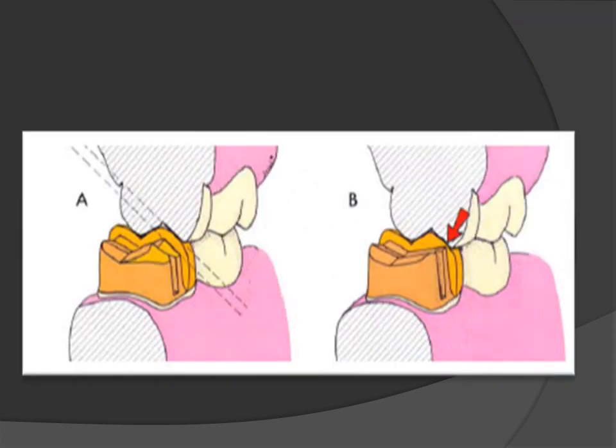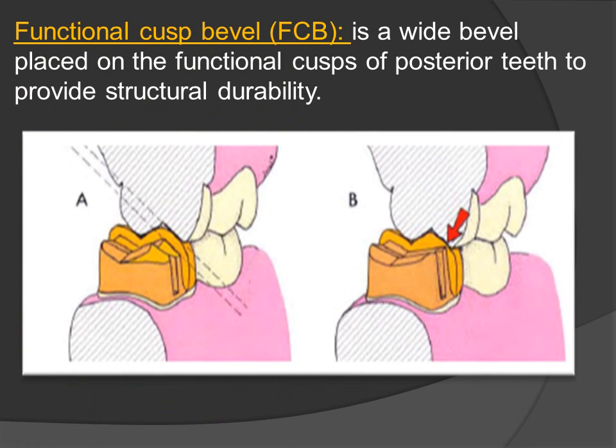As I mentioned before, the reduction on the functional cusp should be more than on the non-functional cusp. And this, we call it a functional cusp bevel. So a functional cusp bevel is a wide bevel placed on the functional cusp of the posterior teeth to provide structural durability. The functional cusp bevel allows adequate thickness of the restoration at this critical area without undue sacrificing of tooth structure.